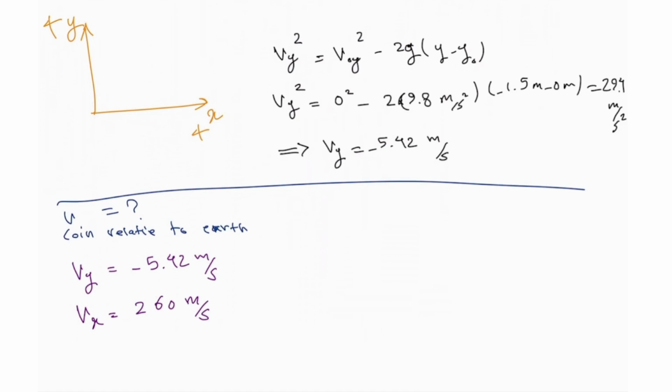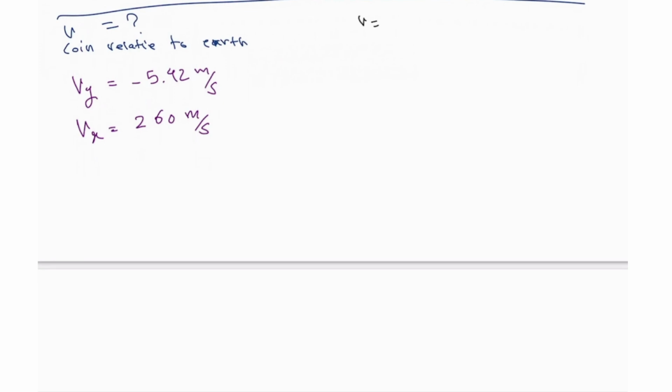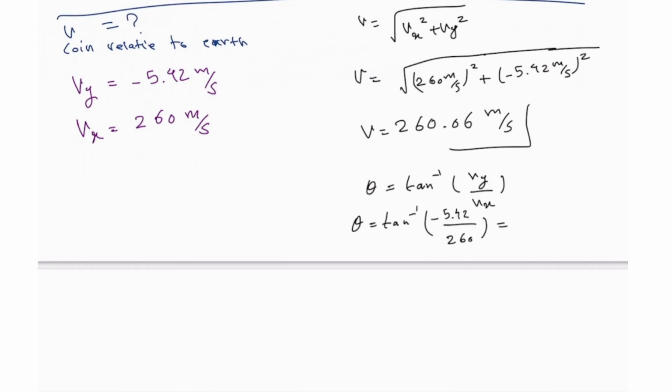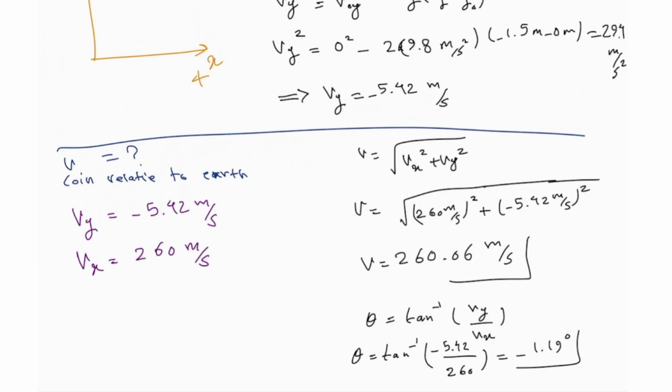Now that we have both Vx and Vy relative to the ground, let's find the magnitude and direction of the final velocity relative to the ground. So as you can see, the final velocity of the coin relative to the plane is quite different than the final velocity of the coin relative to the ground. So when we're calculating velocity, it's really important that we first recognize our reference frame and with respect to which reference frame we are calculating our velocity.